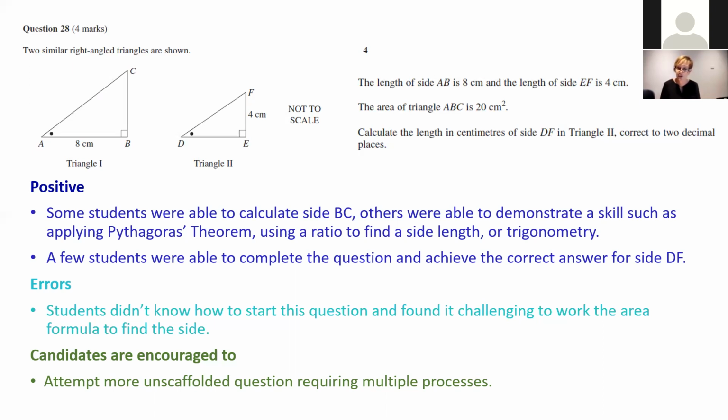So our encouragement to students is to attempt more unscaffolded questions requiring multiple processes. And I will say there are multiple concepts and topic areas. This one required, you could have used Pythagoras theorem with similarity or ratio. You could have used trigonometry with ratio. There's a whole lot of different strategies you could have used with this one.